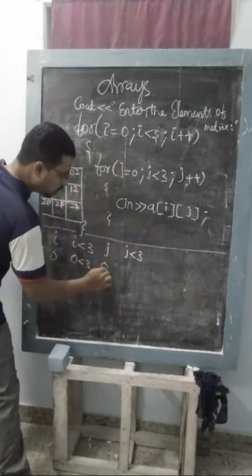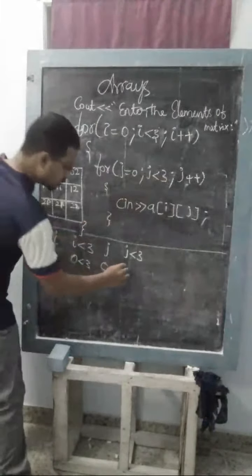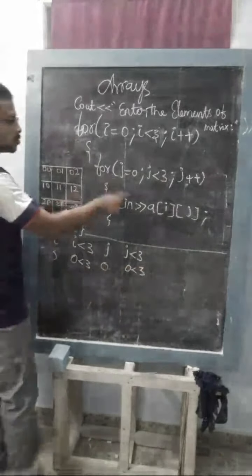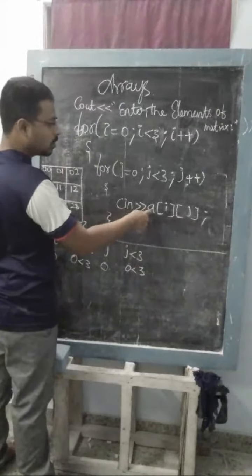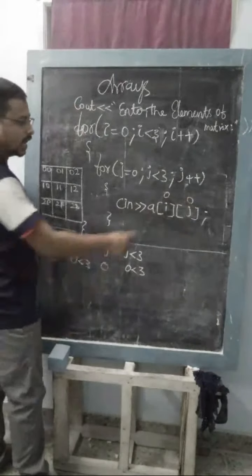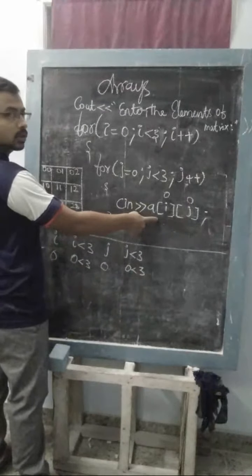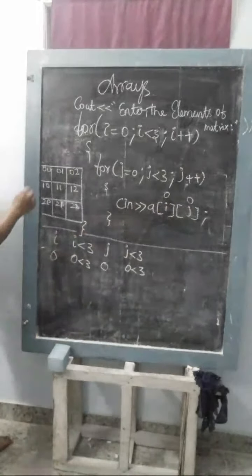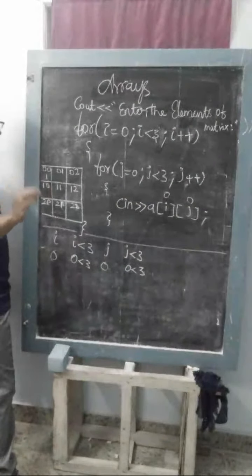J is newly initialized to 0, and J less than 3, that is 0 less than 3, the condition is true. The condition being true, in the C++ code we have A of 0, 0, because I value is 0 and J value is 0. We need to get a value, and it should be stored into A of 0, 0. So I am just writing 1; you can consider any value.